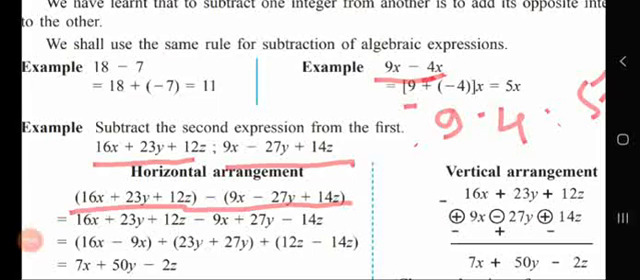Means here 9 is positive, it will become negative. 27 is negative, it will become positive, and 14 is positive, it will become negative. So in the second expression, all signs we have to change. This is the only change while doing subtraction of binomials. For vertical arrangement also it is the same: write the first algebraic expression as it is, but for the second expression, change all the signs and then do the operation.